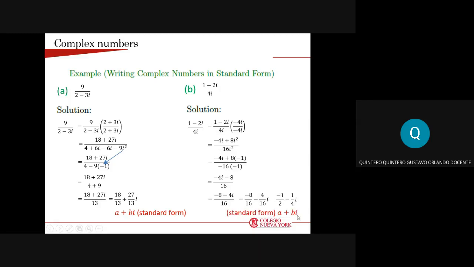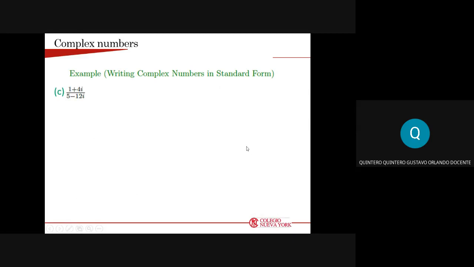This is the number in standard form. We have the real part, negative 1/2, and we have the imaginary part, negative 1/4. Beautiful, guys. Just like that, we know how to divide complex numbers. Of course, I have another 2 examples, just in case you want to practice a little bit more. So let's try to divide these 2 complex numbers.